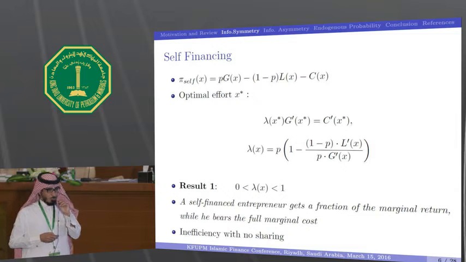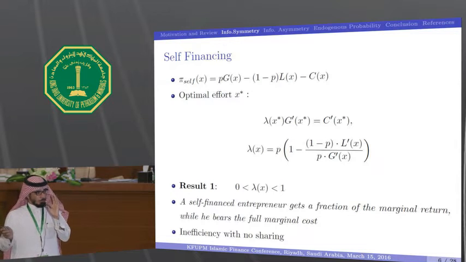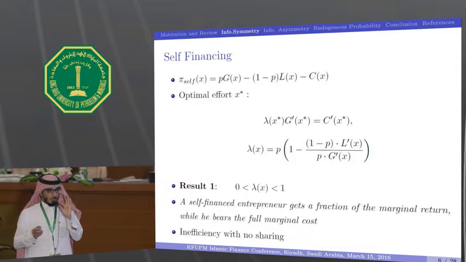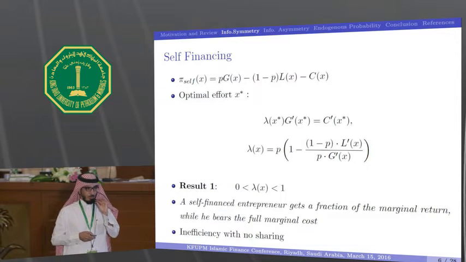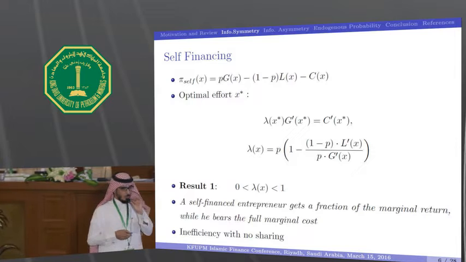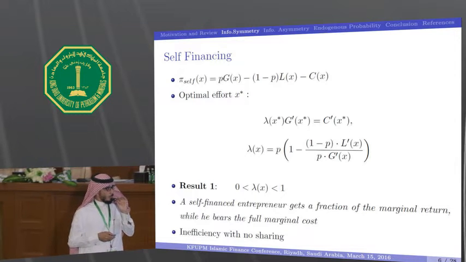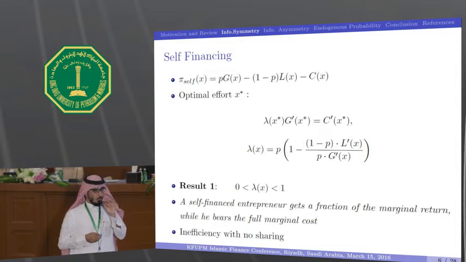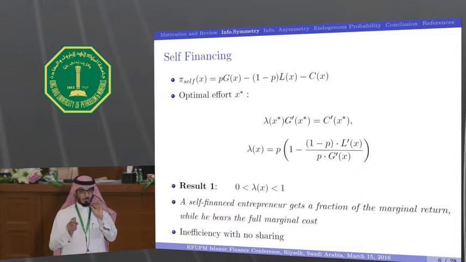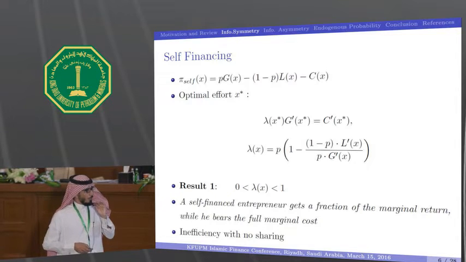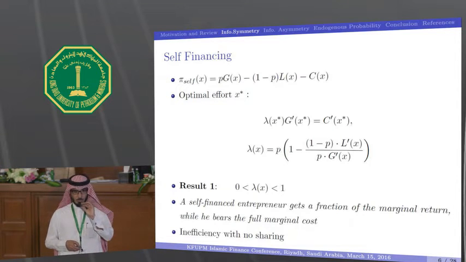This result is the backbone of the paper. So there is no sharing at all here, though we do have some inefficiency in the sense that the entrepreneur is getting only a fraction of the marginal return. Okay, so the self-financed entrepreneur gets a fraction of the marginal return while he bears the full marginal cost. This is the argument against the sharing arrangement, though we don't have any sharing over here.